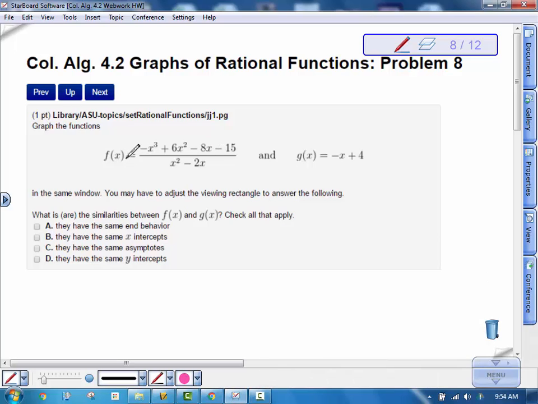Okay, the next problem is number 8. They give us two functions for this, and they ask us to graph these in the same window and adjust this so you can see both of them, and then answer these questions. What are the similarities between these two functions?